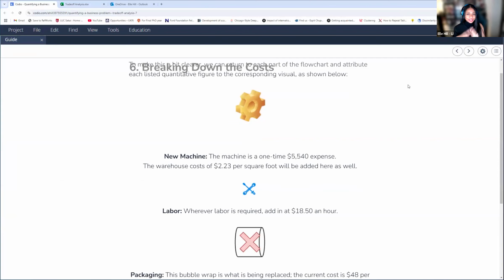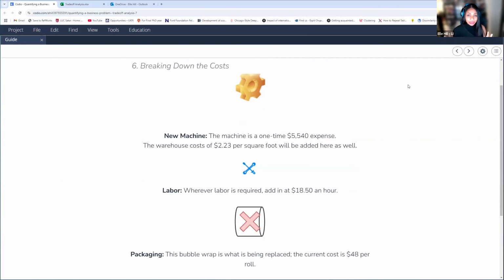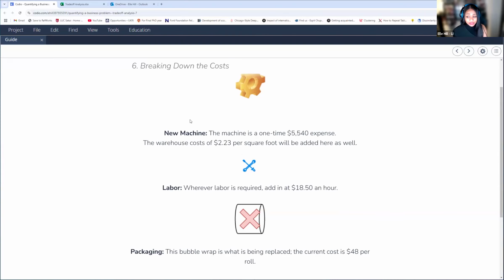So again, just for sanity's sake, let's break down all of our costs that we have, our current costs, as well as the new costs that we might incur. So we know the machine is going to be a one-time expense. This is going to be $5,540, and that's just something we have to pay once. So we're treating this as a fixed cost. We also have to take into consideration that this machine is going to take up space in our warehouse. This we also have to pay for. So the space in the warehouse is going to cost $2.23 per square foot, and that's going to be billed to us every month. We also have to consider labor.